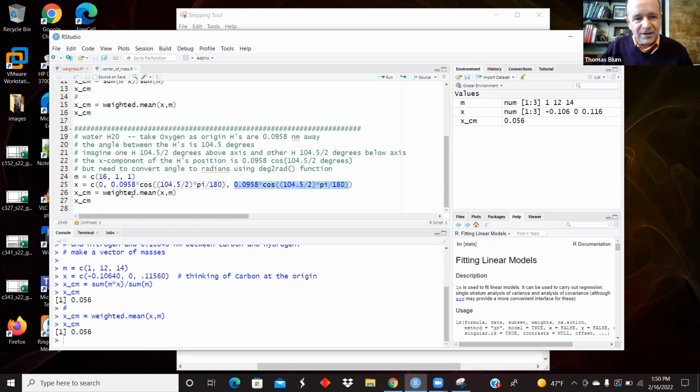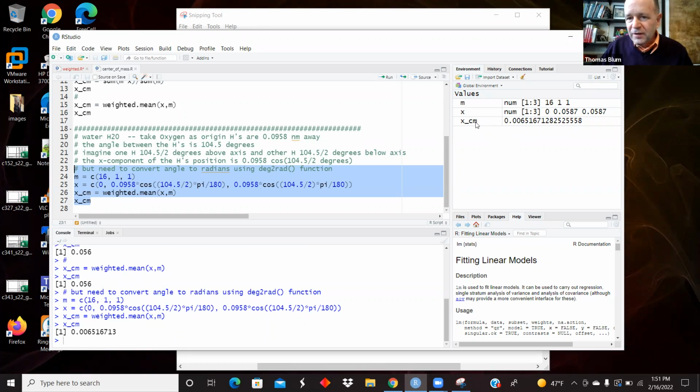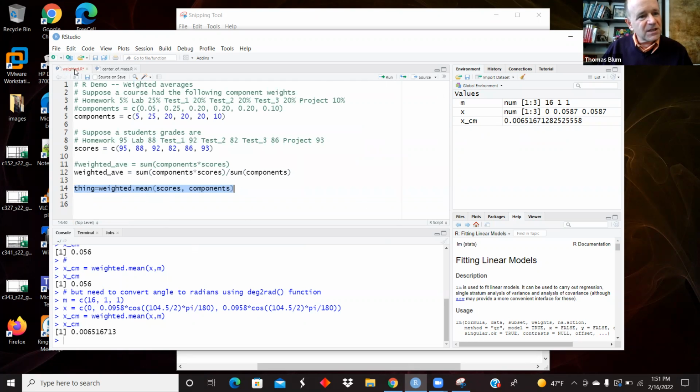And then I just calculated the weighted mean. So we know that it was multiply the masses times the positions and then divide by the masses. And let's run that. And now the center of mass is 0.0065. So it's close to the origin because it's dominated by the oxygen, but the hydrogens pull it out a little bit from the center. And that's the calculation.